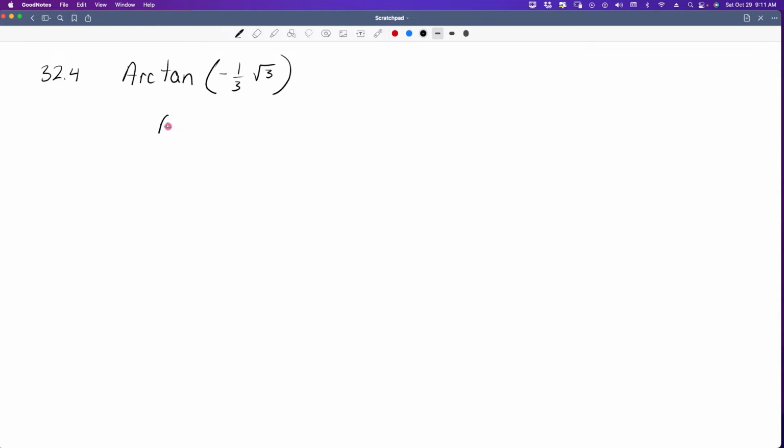So the arctan of negative square root of 3 over 3. We can resolve this. We know how to get rid of that and kind of reduce it. So that's going to be times the square root of 3, and the square root of 3 times the square root of 3 is equal to 3 over 3 times the square root of 3, which resolves to 1 over the square root of 3, which we recognize as our 30, 60, 90 triangle.